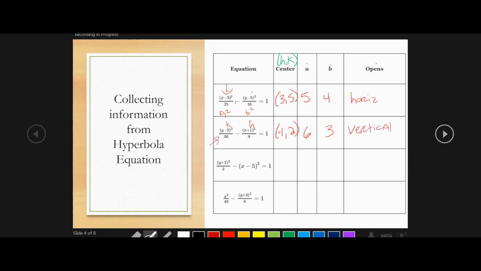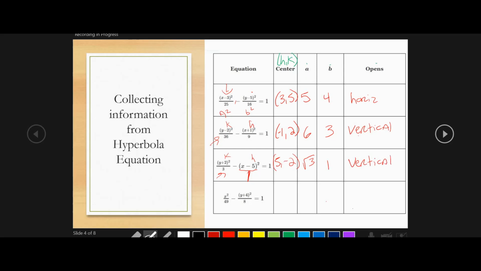For the next one, same thing. Again, this is h, this is k. So it's going to be 5, -2. a is the square root of 3. Now, a lot of you might say 0 for b, but what's actually under a fraction, if there's nothing there, is 1. And the square root of 1 is 1. And then this would be vertical as well, because the y is positive.